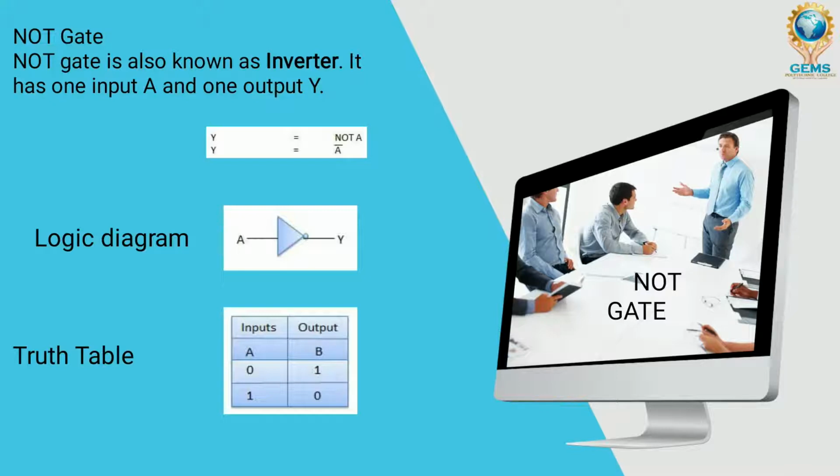This is the diagram for the inverter or negation. You can say negation or inverter. Negation or inverter means simply the opposite of the input. If the input is 0, we will get the output 1. If the input is 1, we will get the output 0. This is called the NOT gate.